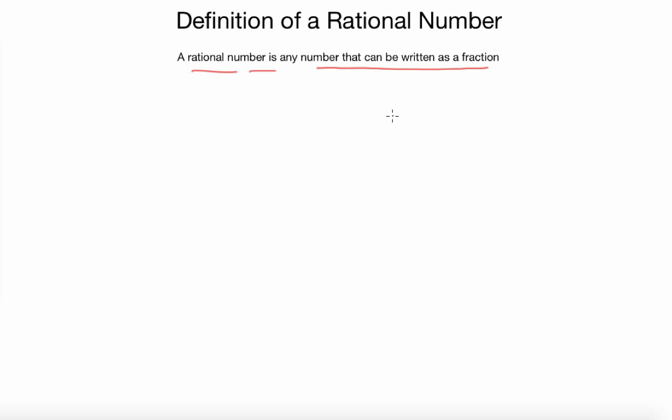So a lot of times in a textbook or in a class, you may see it defined as any number that can be written as A over B. So A is any real number, B is any real number. As long as I can find a combination of A and B and put them in a fraction, those are rational numbers. So let's look at some examples of rational numbers.